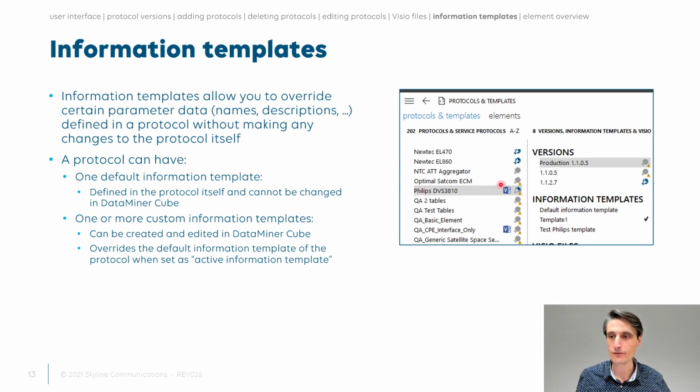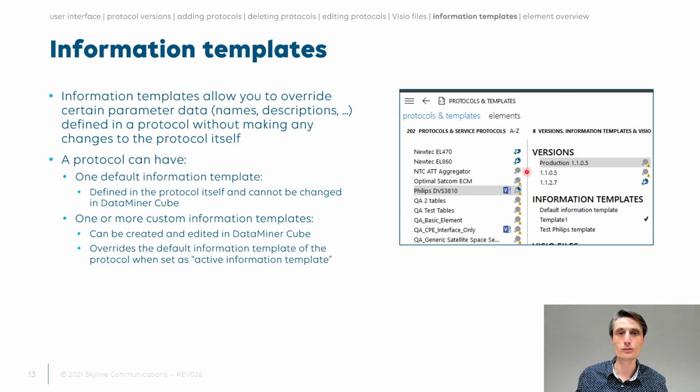So you do have the driver, you do have the versions, but underneath the versions, you have information templates. Underneath the information templates, you will always find the default information template, because that's the one which is embedded into the driver, you could say. But I can create other ones. I can create new ones, my own information template. I override certain information in the system. And then I can set this one active in my DataMiner system.